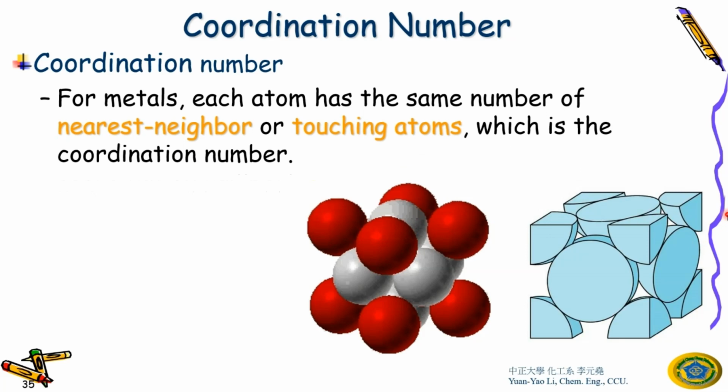So for the metal, each atom has the same number of nearest neighbors or touching atoms, which is the coordination number. This is the definition of the coordination number: nearest neighbors or touched atoms.